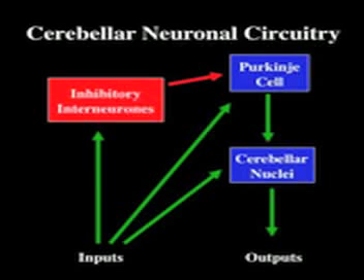So the inputs, most of them go to inhibitory interneurons, and there are many. Some of them go directly to the deep cerebellar nuclei, and some of them go to the Purkinje cells, and the Purkinje cells are the only output cells from the cerebellum via the deep cerebellar nuclei.